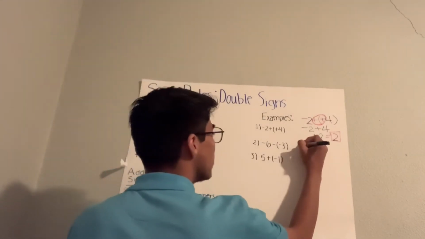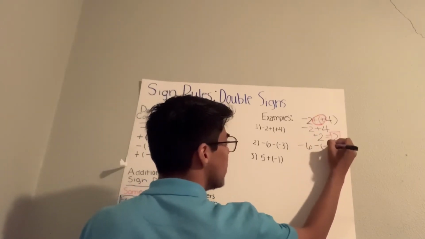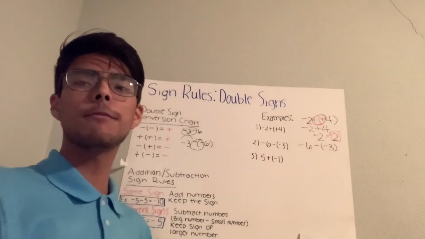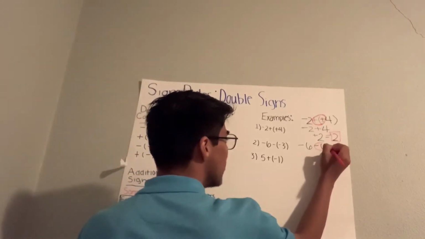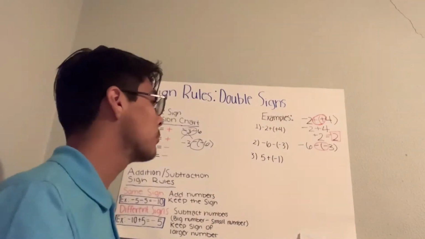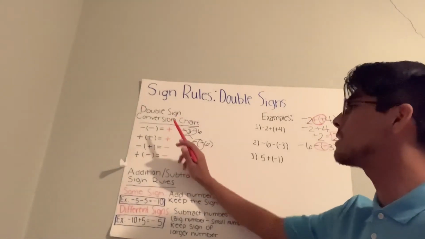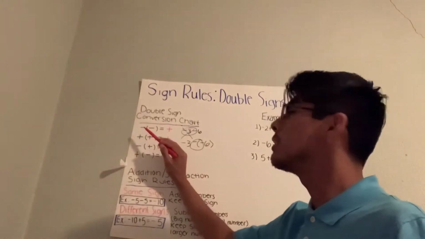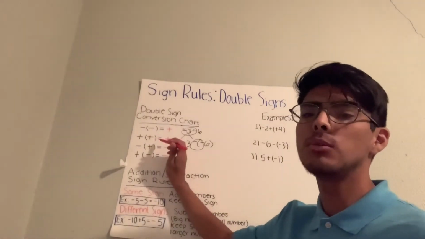So negative 6 minus negative 3. Again, we're going to find and circle the double sign, and it's going to be these two negatives right here. Next step, we want to find and identify the double sign on the double sign conversion chart. It's going to be the first one right here, the two negatives. So a negative next to a negative is going to equal a positive.